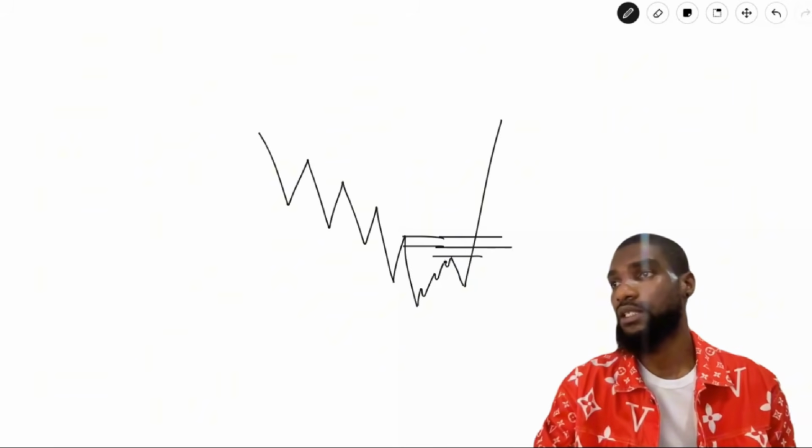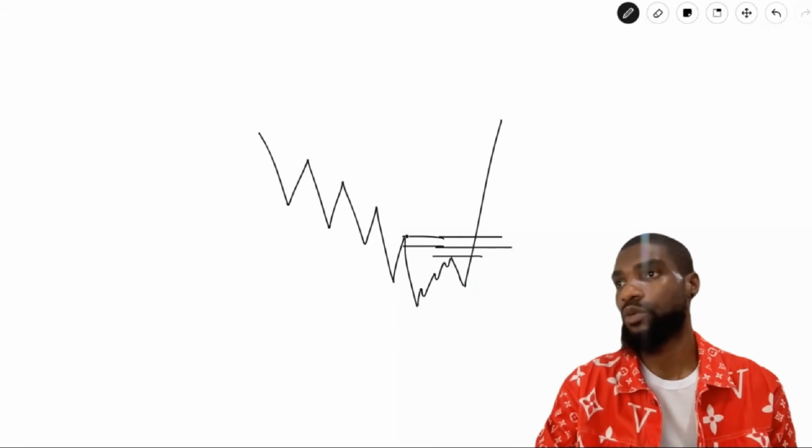Now, this is not supposed to be your entry. This is supposed to be your entry. So you will see price will trade back inside this supply zone and then continue buying.